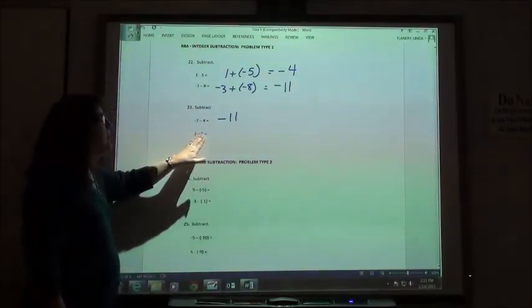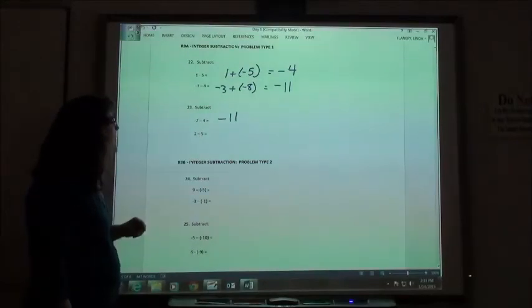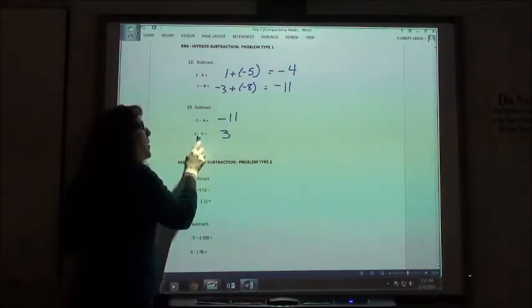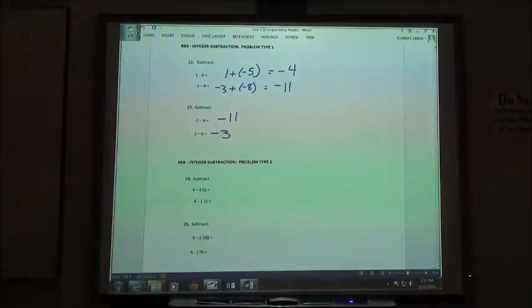The next one says 2 minus 5. I have a positive and I'm going to subtract, and so this has opposite signs. I have to subtract and take the sign of the bigger one. If I subtract, I get 3. My larger one has a negative sign in front, so 2 minus 5 would give me negative 3.